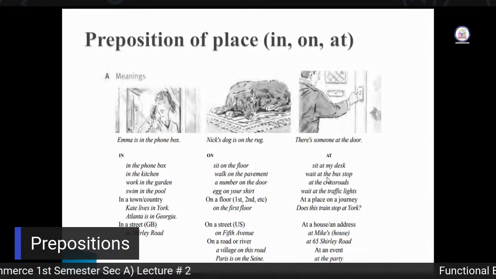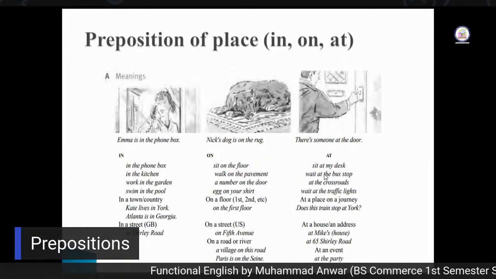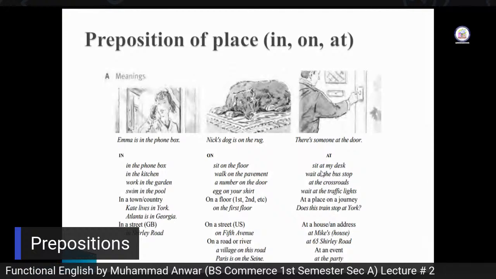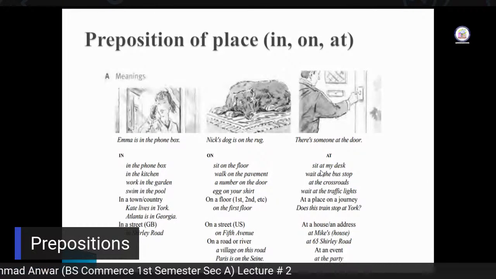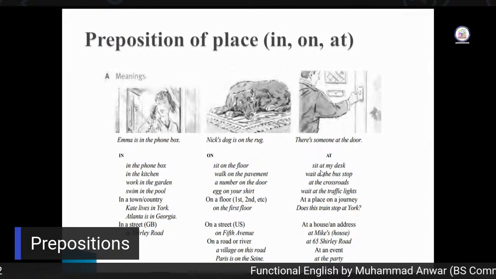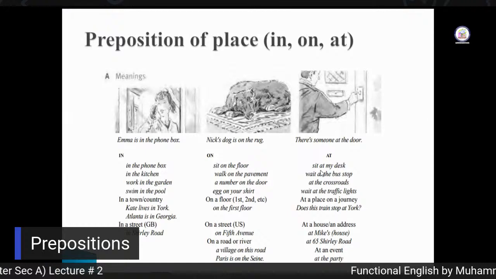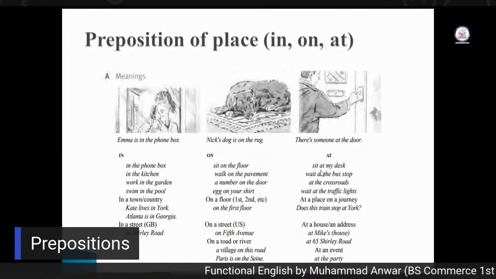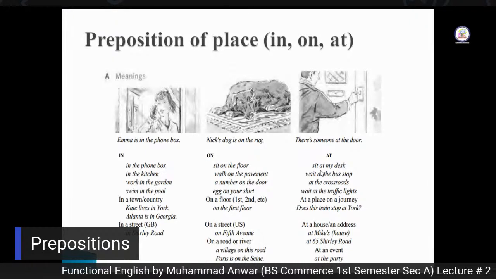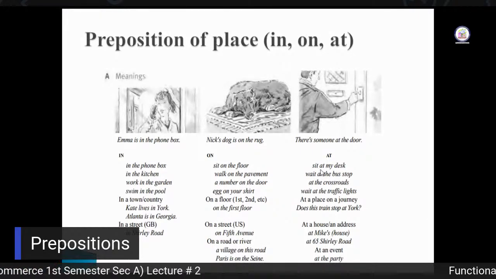So you can see over here how these prepositions are creating a link between two nouns. In the first sentence between Ima and phone box, the link is created. Next, dog and the rug, link is created. And someone and the door, there is a link again. So we use in before you can see here covered area.